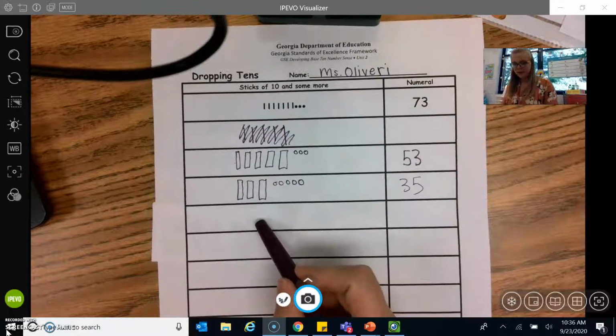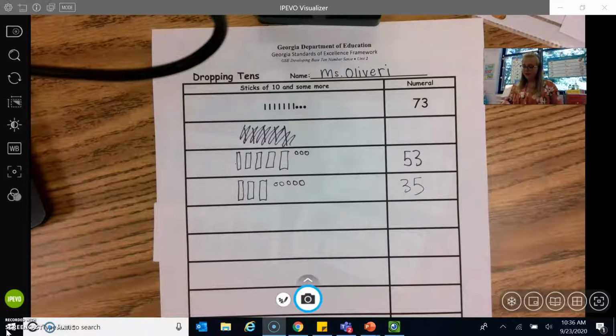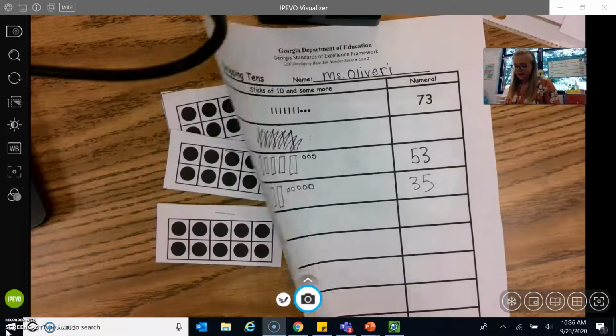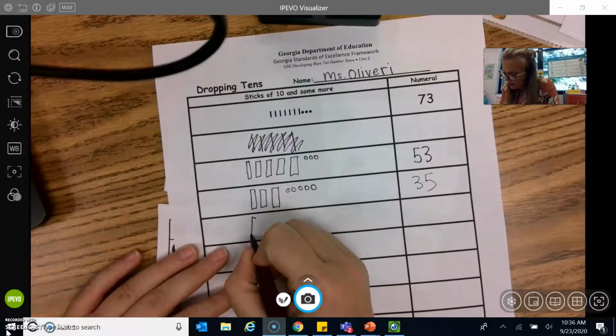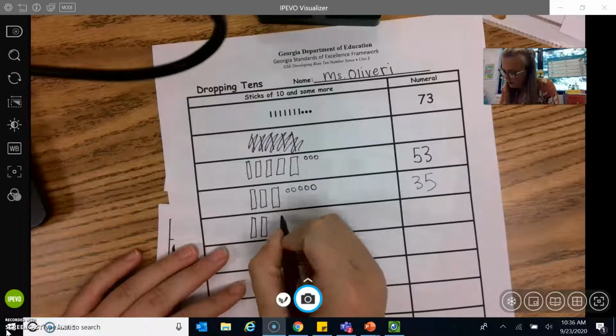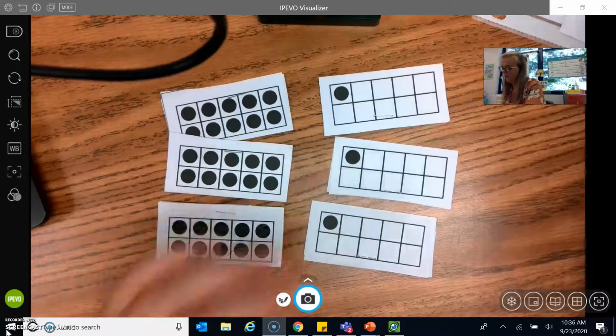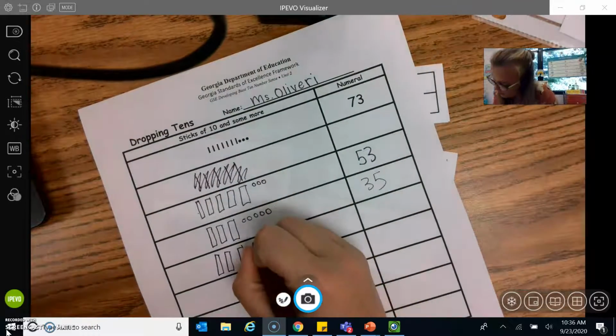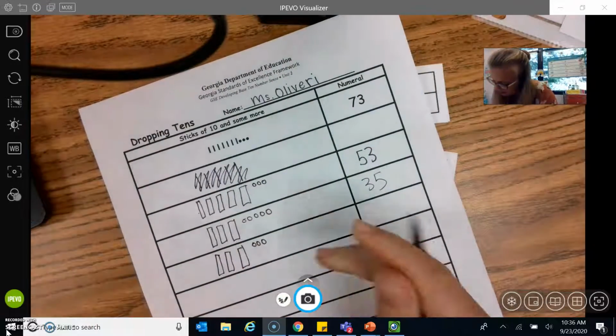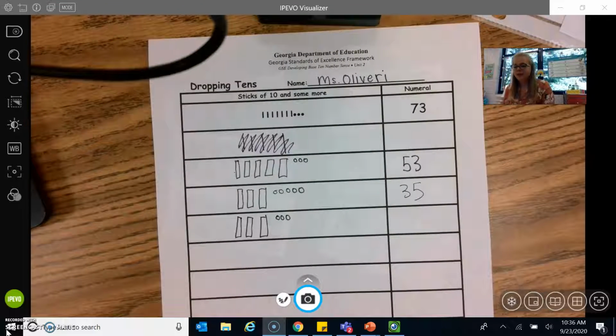Okay, so I'm going to do it down here because I've already done it a couple times. So I have 3 groups of 10s, so I'm going to draw my 3 rods. So my 3 10s. And then how many 1s did I have? That's right, I had 3 1s. Those are going to be little circles. All right, so I have 3 groups of 10s and 3 1s.